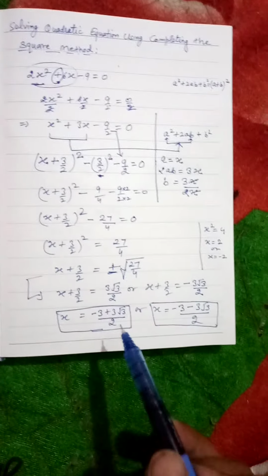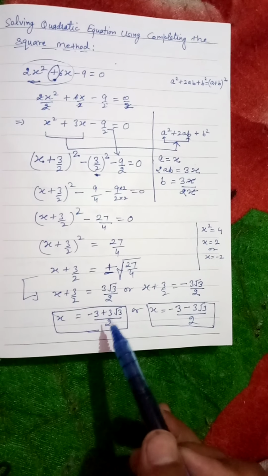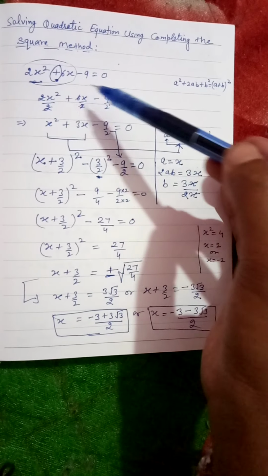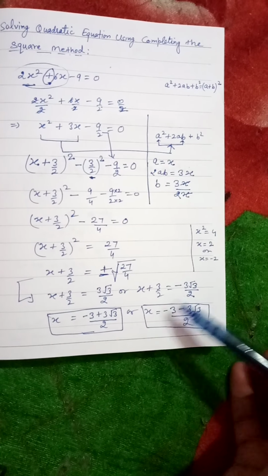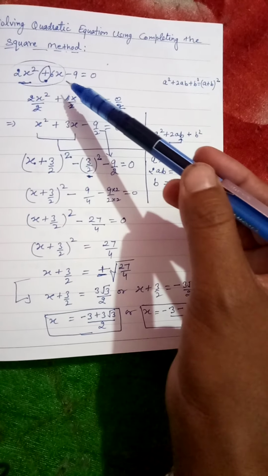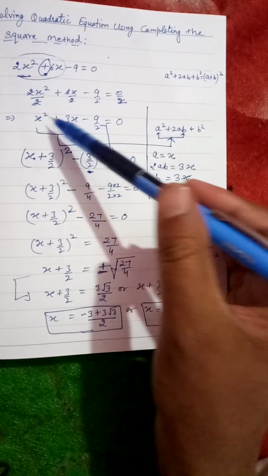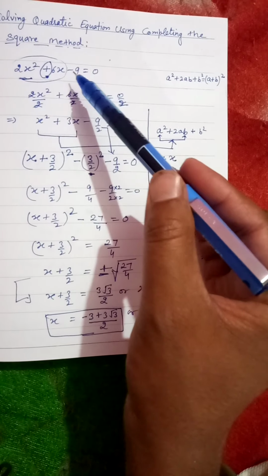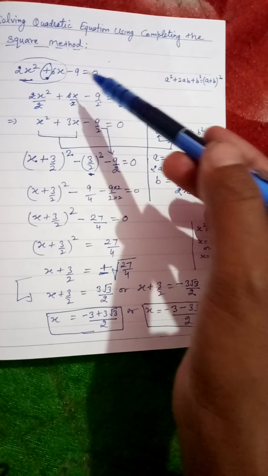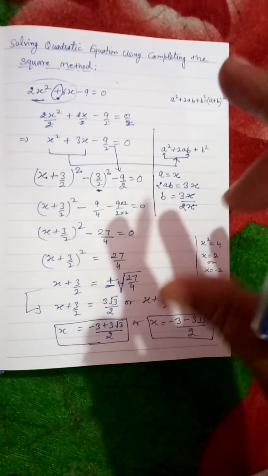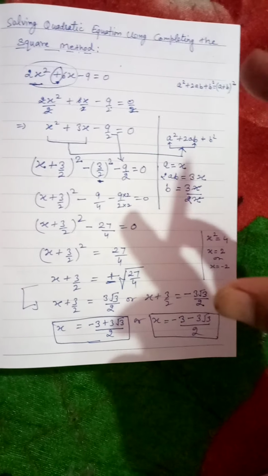You can verify, substitute the value of x in this equation, this whole equation will become 0, and also substitute this value in this equation, the whole equation will become 0. So these are the two zeros of this equation. So this is called the completing the square method.